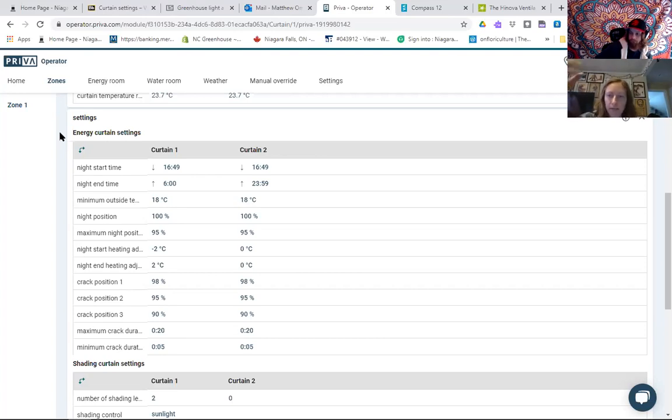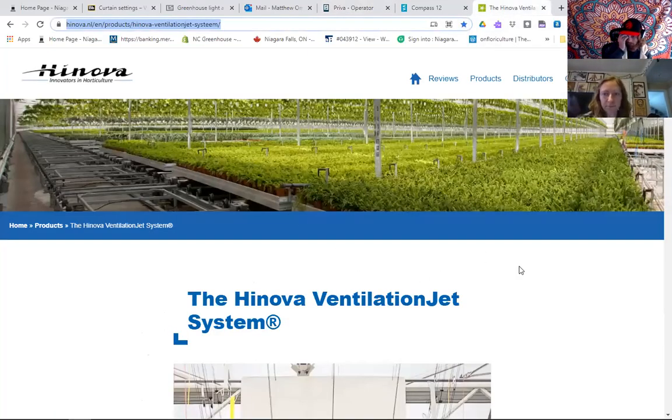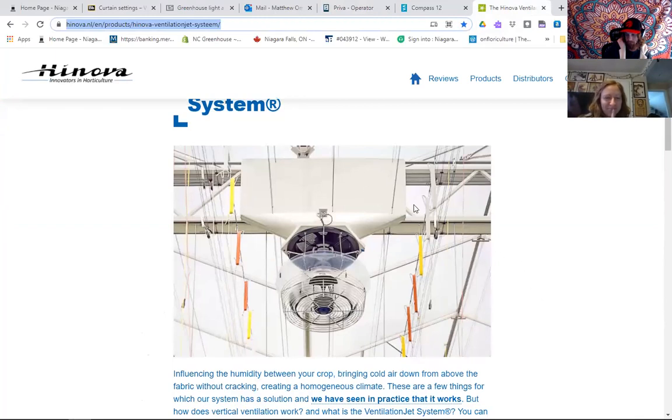There was that cool fan thing that went in between the curtains. Absolutely. I forget what that's called. The Hanova ventilation jet, or there's nivelators, or the vertical fans, right? So they look like this. I put a link on your Blackboard to this website. These are kind of cool. They will bring the air from above the curtains down into the greenhouse itself. So you see there's the main vertical fan right here.